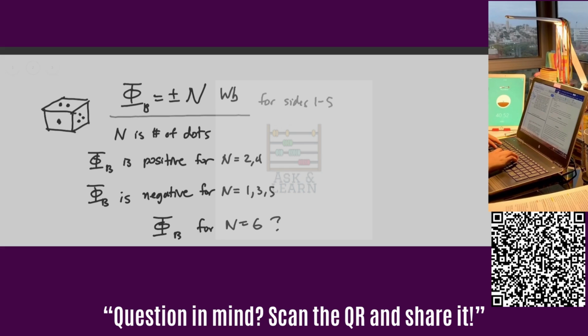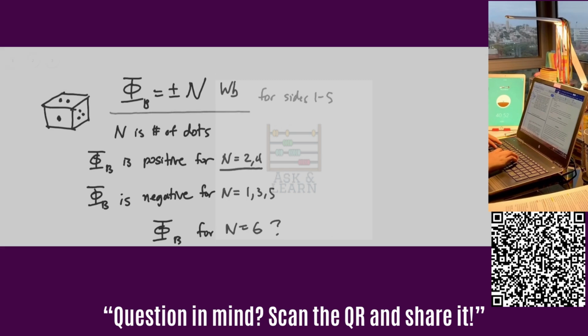Hi everyone, let's look at a short but interesting problem involving magnetic flux and Gauss's law. So suppose you have a die, a regular die with 6 sides, and we are told that the magnetic flux through the first 5 faces of this die is this formula. Phi B equals plus or minus n Webers.